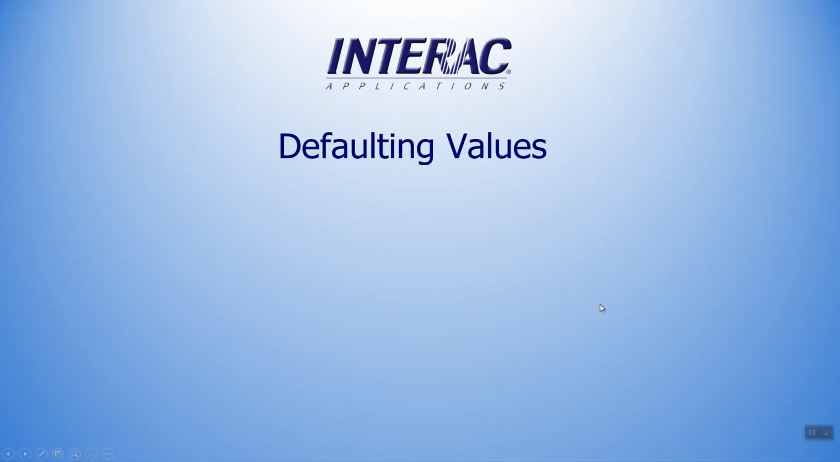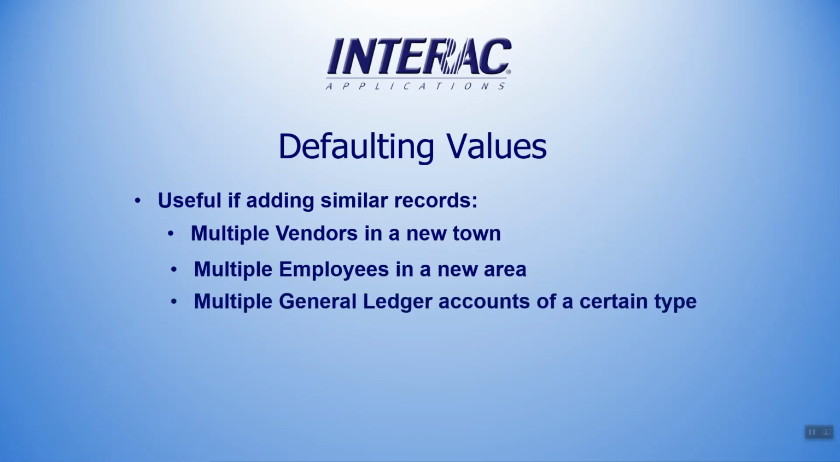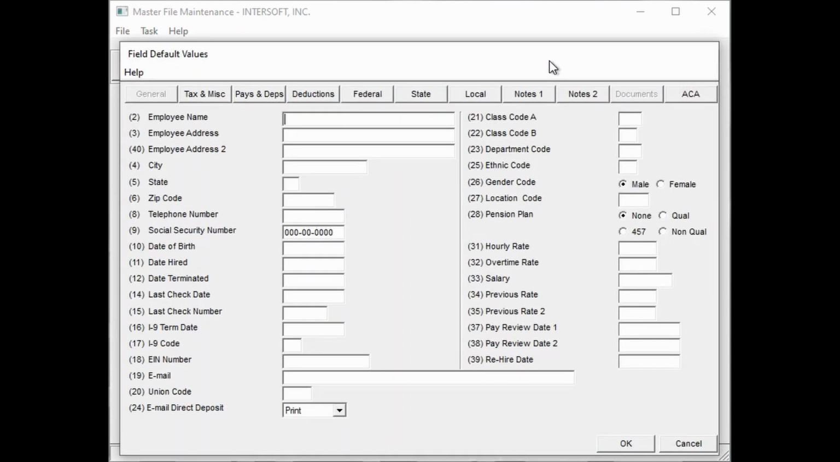Defaulting values is another way you can gain some efficiency when you're adding multiple records of a similar type. For example, you might be adding multiple vendors in a new town, or multiple employees in a new area, or multiple general ledger accounts of a certain type. Default values are not retained when exiting. Let's take a look. Let's use an example where we're going to add a crew in Anaheim, California. We'll set default values, and we now see that we have the same screens as we normally have when we're adding or changing an employee.